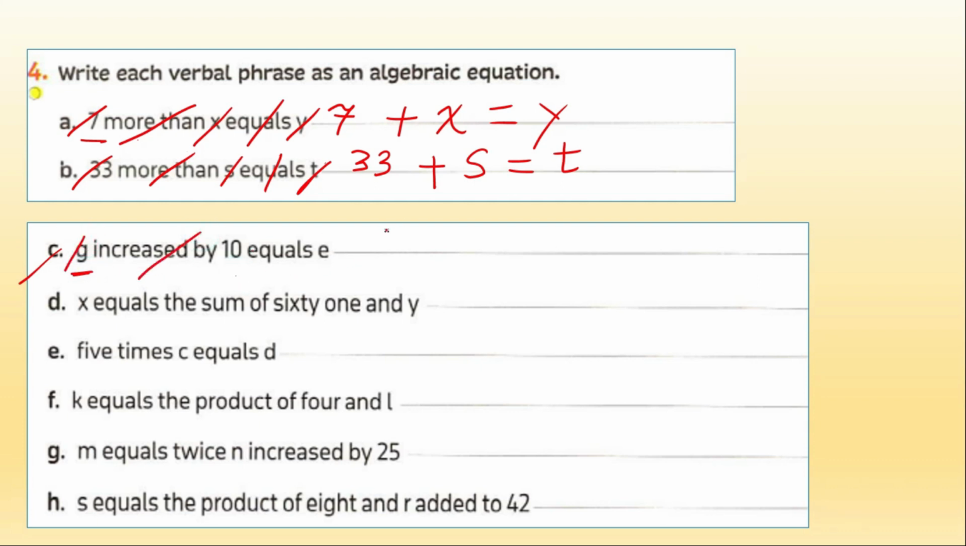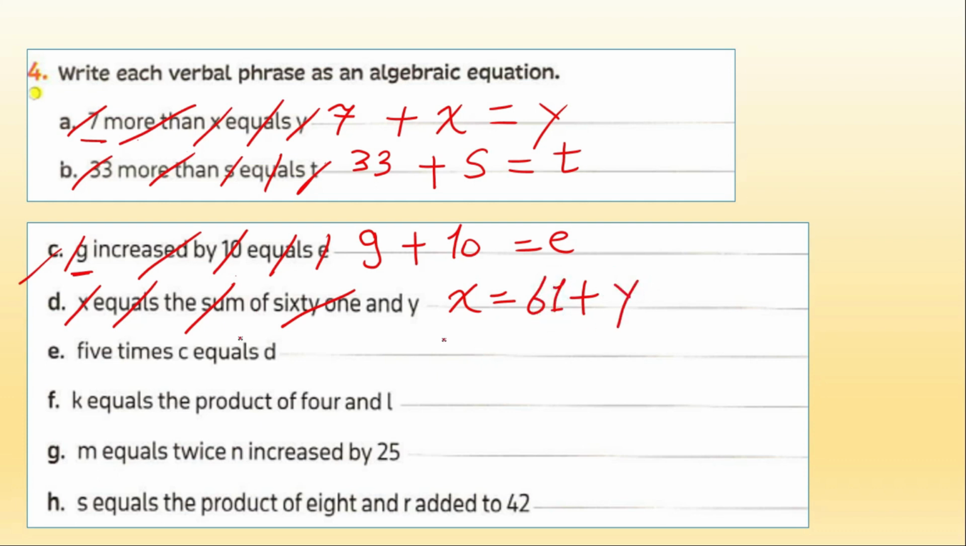Okay, g increased by 10 equals e. g increased by يعني plus يبقى هنقول g plus 10 equals e. x equals the sum يعني في addition of 61 and y. 5 times c equals d يعني 5 times c equals d. وقلنا عايزين نتعود على الفورم دي اللي هي 5c equals d. يعني المالتيبليكيشن دي نكتبها بالفورم دي.